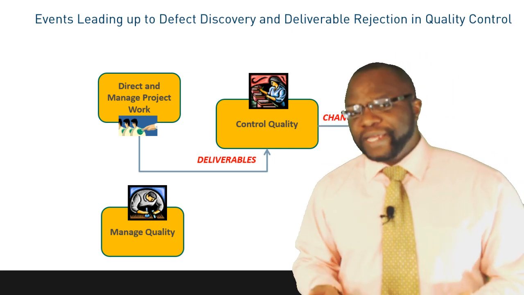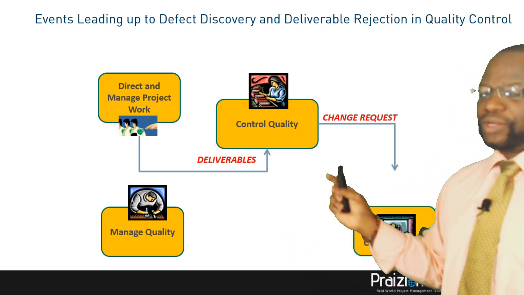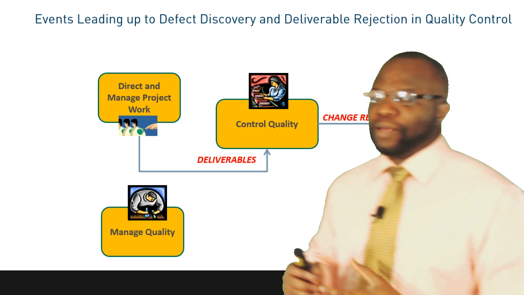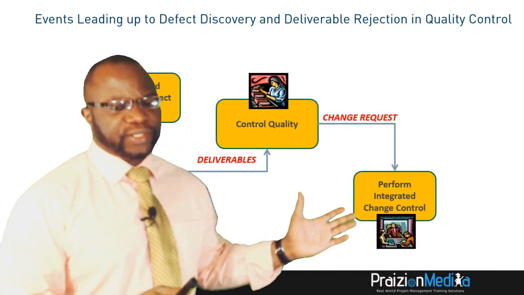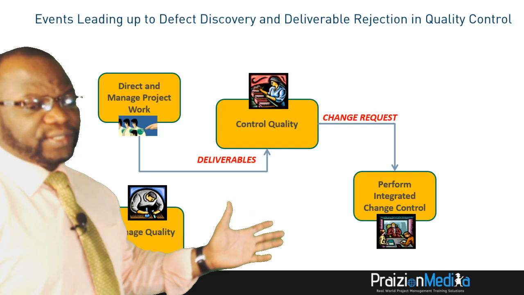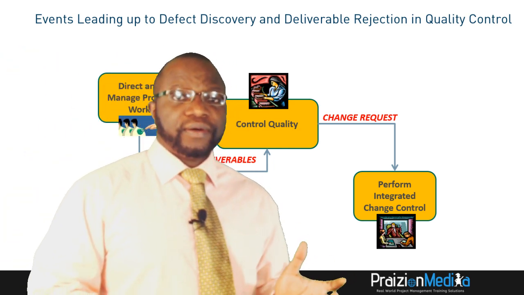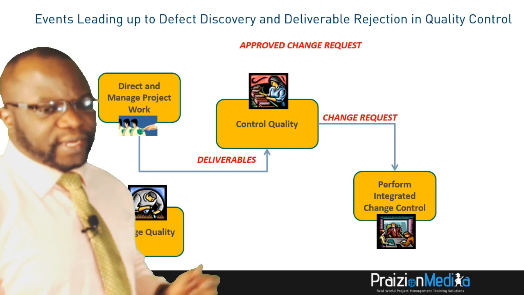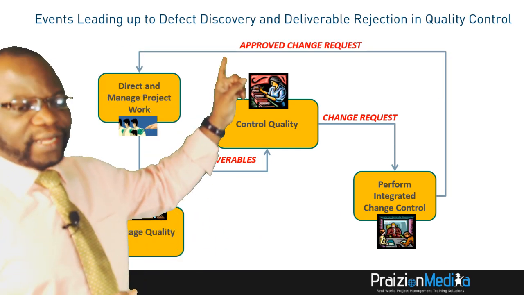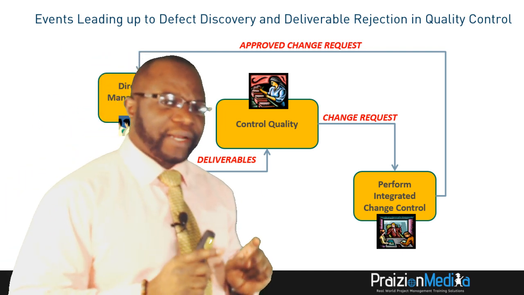So we get a change request raised from control quality. That change request goes to none other than Perform Integrated Change Control. And in Perform Integrated Change Control, this is where the Change Control Board, or whoever is the approving authority, decide whether to approve the change request or reject it. In this case, we'll go ahead and say that it was approved, but I want you to take note of the fact that this approved change request cycles back into direct and managed project work.